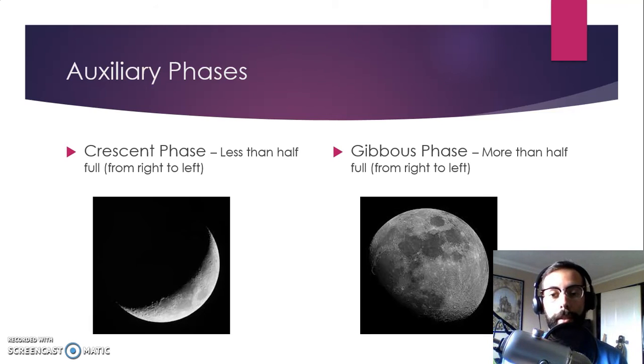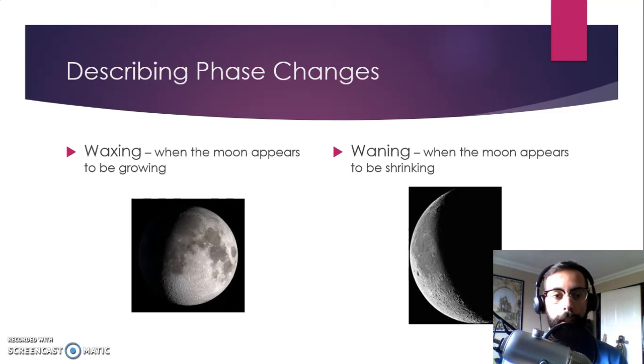Then we have the gibbous phase. That's when more than half is full, and that's from right to left. And as you can see from here, it's from the bottom right, top right to the bottom left, and it's slanted, as I mentioned earlier. When we describe phase changes, we have waxing. This is when the moon appears to be growing, and we have waning, when the moon appears to be shrinking.